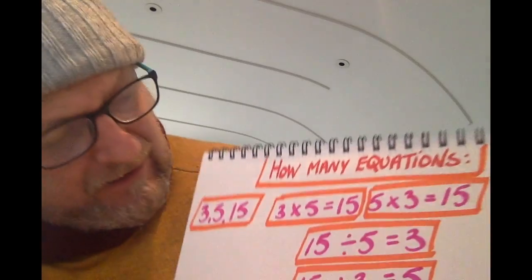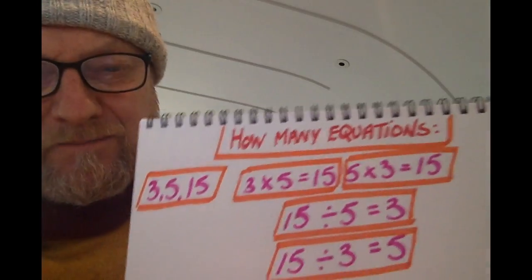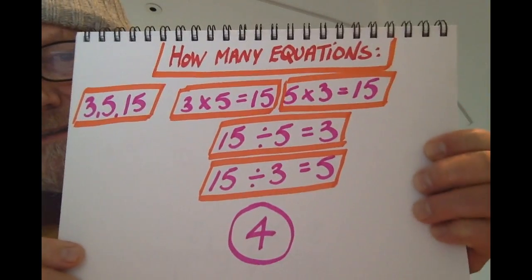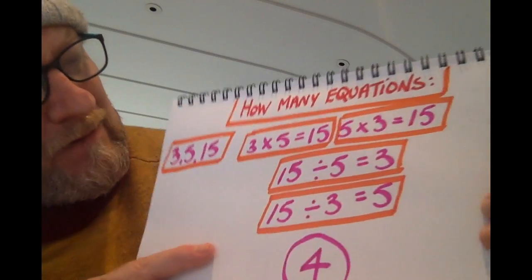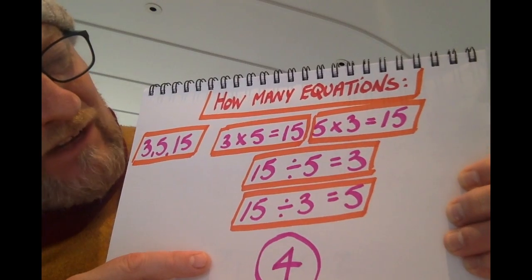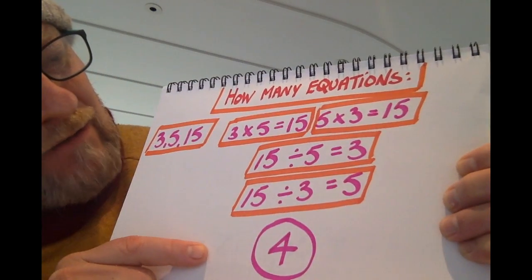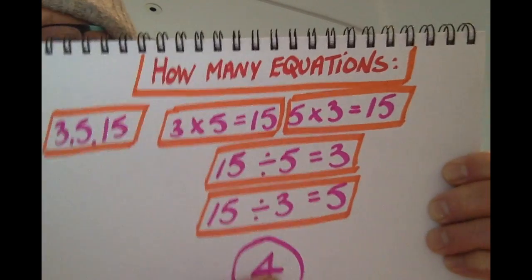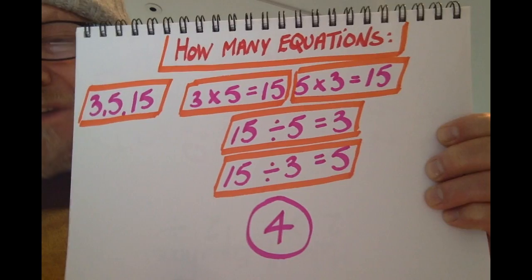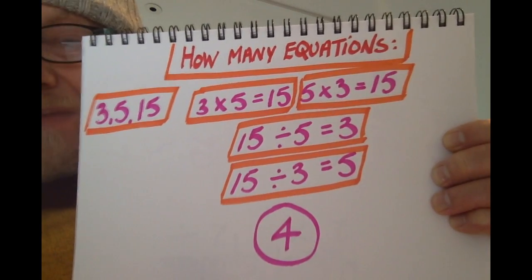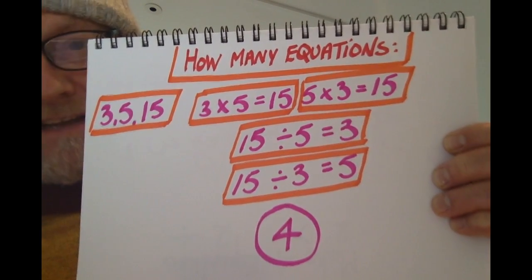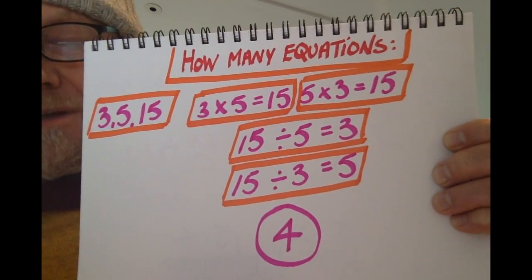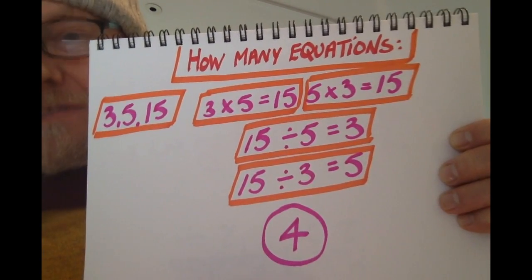So here's my example. How many equations can you make? So 3, 5, and 15. And I want you to make 4. I've made 3 times 5 is 15, 5 times 3 is 15. 15 divided by 5 is 3, and 15 divided by 3 is 5. I made 4 different equations. Multiplication made the product or the answer bigger, and division made the product or answer smaller.